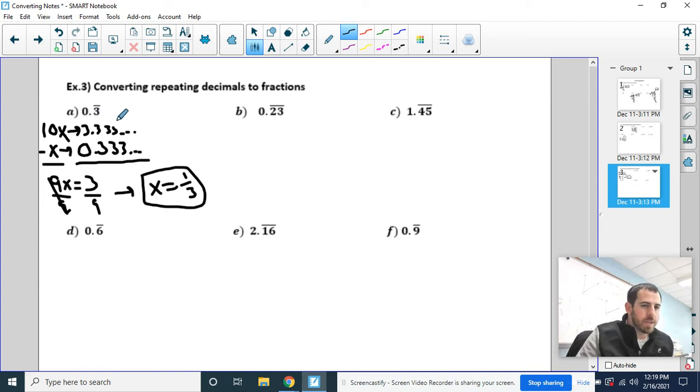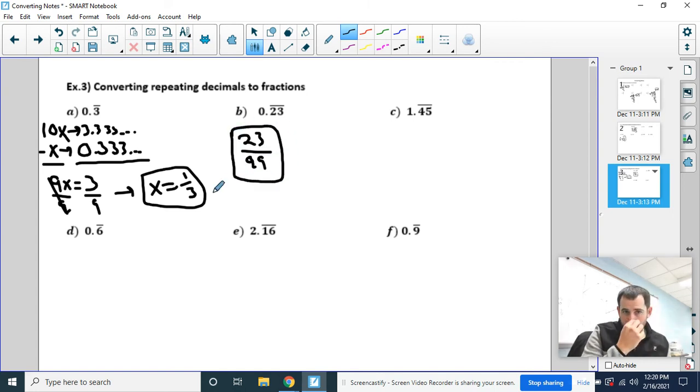The other way of doing it is knowing that anytime you have one number repeating, you divide by 9. If you have two numbers repeating, you divide by two 9s. So if I look at B, I have two numbers repeating, so I have 23/99. And then you think, can I reduce it? Well, no, I can't. So that is my answer. And that's it. Problem solved.